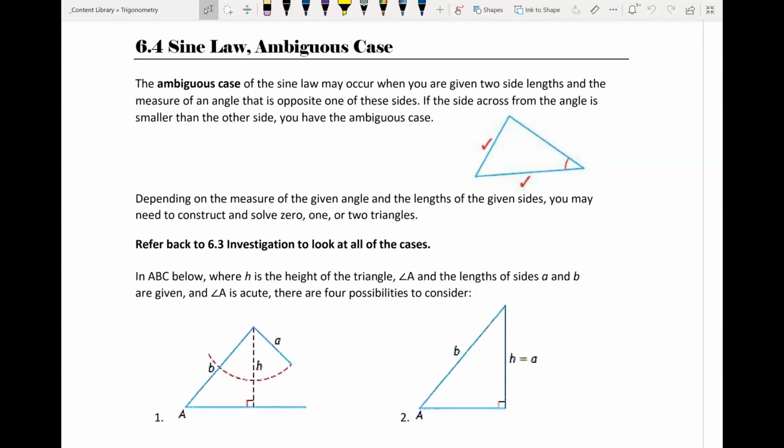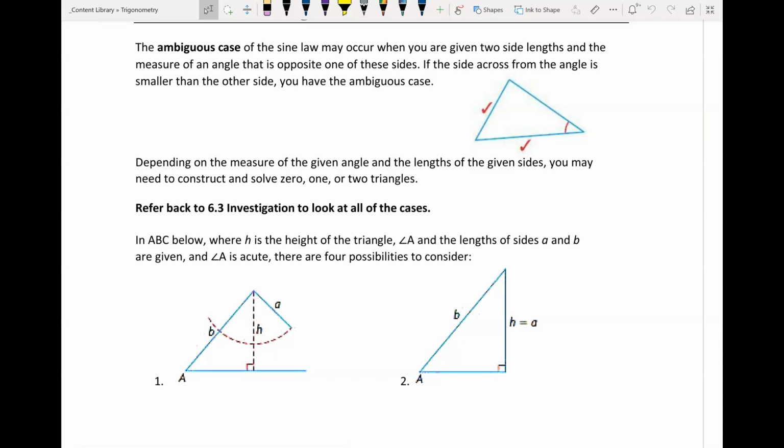In this lesson, we are going to learn about the ambiguous case in the sine law. So the ambiguous case of the sine law can occur when you're given two side lengths and the measure of an angle that's opposite to one of these sides. If the side across from the angle is smaller than the other, then you have the ambiguous case. So this means that you can have not only one triangle, but maybe two triangles given the scenario with that specific angle and those two sides.